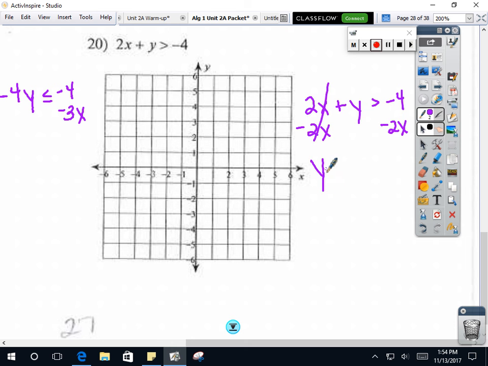Okay, that becomes y is greater than negative 4 minus 2x, or we could reverse it so that mx is in the front and the b is after. And so now we're ready to graph that. What is the slope? What is the y-intercept? Okay, so I plot my y-intercept at negative 4, and then from there I go where? Okay, so down 2, right 1, or up 2, left 1.